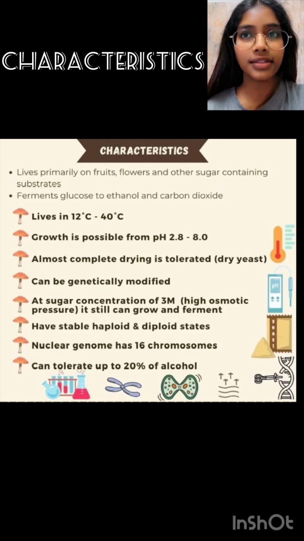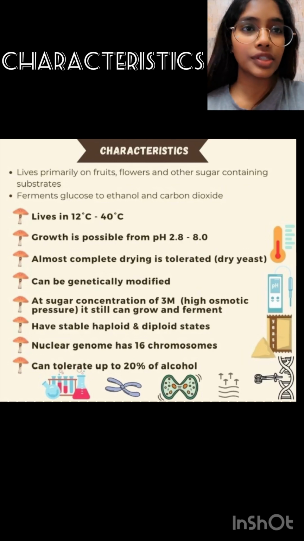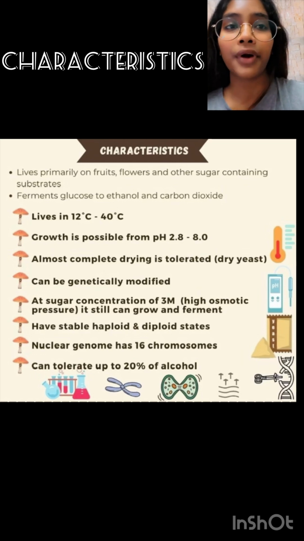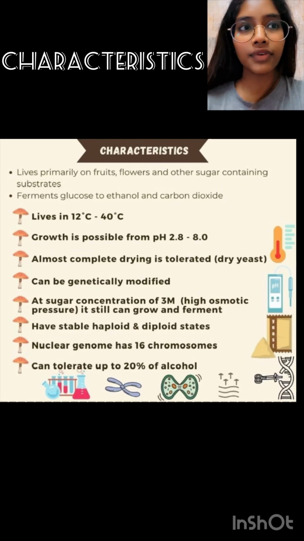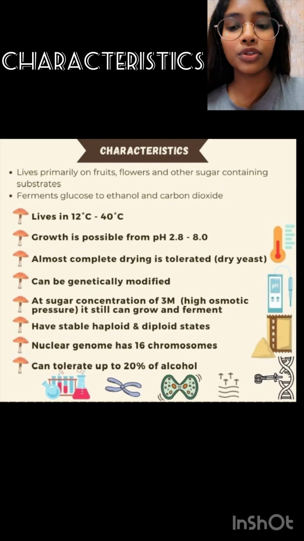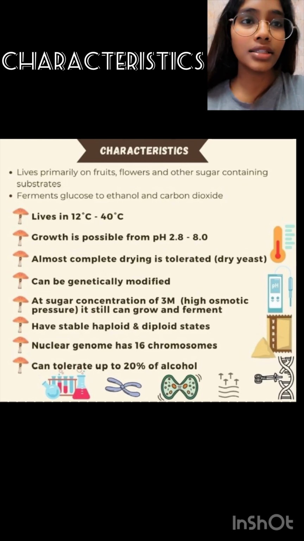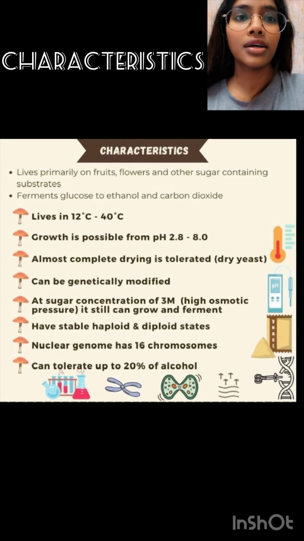Moving on to the second subtopic of the poster, which is the characteristics of the cell. Saccharomyces cerevisiae lives primarily on fruits, flowers, and any sugar-containing substrate. It can also ferment glucose into ethanol and carbon dioxide. In this poster, I have attached 8 characteristics of the cell.